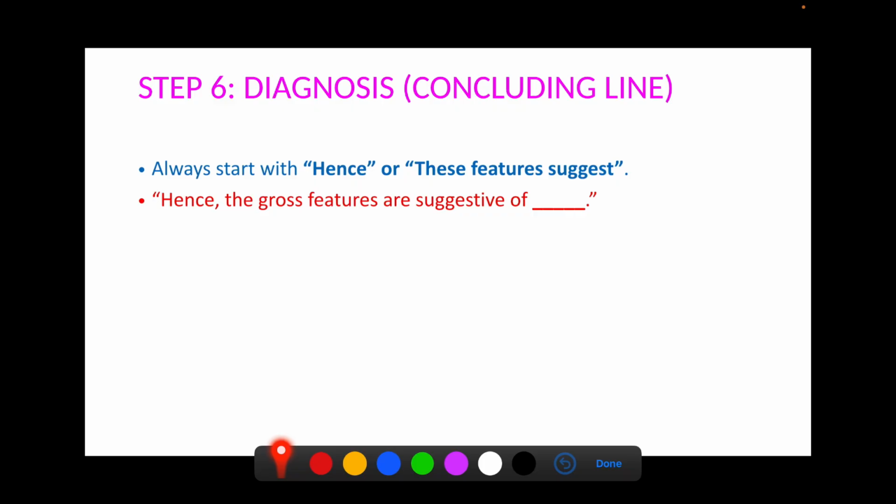So last step is diagnosis. So the concluding line always starts with hence or these features suggest, right? So hence the gross features are suggestive of. You are not directly stamping the specimen as this is the specimen of acute myocardial infarction, but you have to use the word suggest or suggestive of, like these features suggest myocardial infarction, or hence all these features conclude that these are the features suggestive of myocardial infarction.